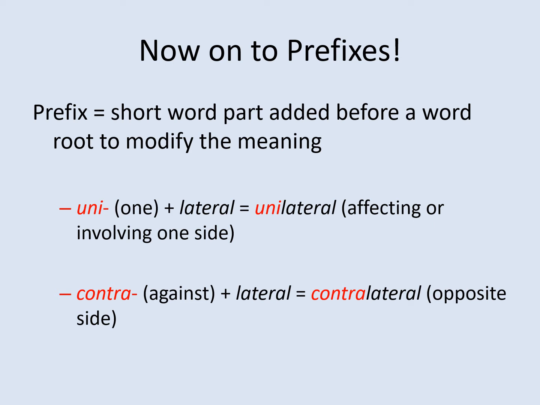So let's move on to prefixes. A prefix is defined as a short word part added before a word root to modify the meaning. For instance, you can have uni, meaning one, and lateral being the root, a unilateral affecting one side. Another instance would be contra, or against. Lateral being the root, contra, or against lateral, is the opposite side.